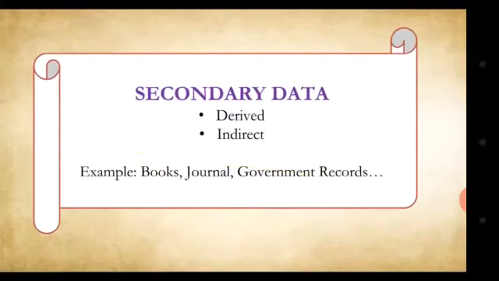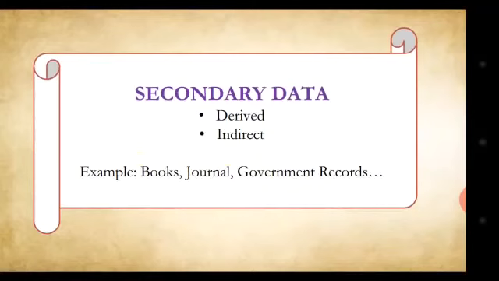Obviously it will be the opposite of the primary. So it is actually a derived one, an indirect one. If I'm going to have a secondary source of data, it means that someone else has collected it initially and I'm just going to use the already collected data. So here I can take as examples books, journals, or government records. So here it is quite common.